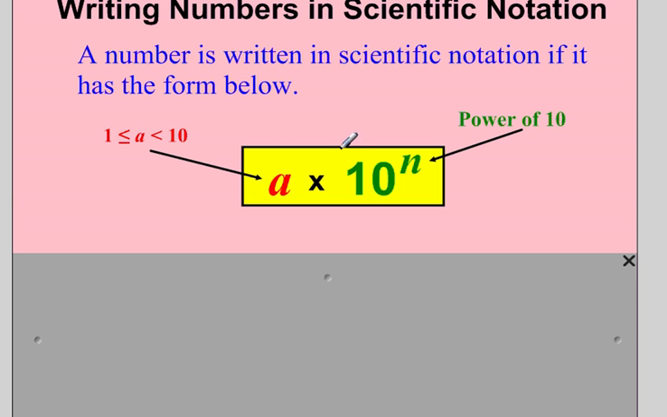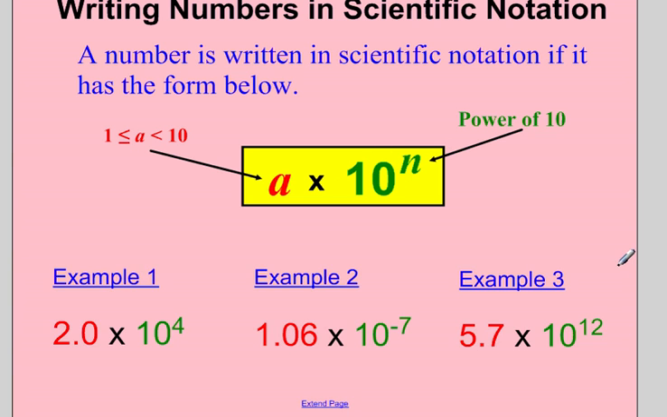So here's the first thing that we're going to write down. How do we write numbers in scientific notation? Well, we've already talked about this first number. This first number is very special. It needs to be between 1 and 10. And remember, 10 is not okay, but 1 is. So we're going to have a number here that will have a decimal in it, and it's going to be multiplied by 10 to some power. We'll have an exponent here.